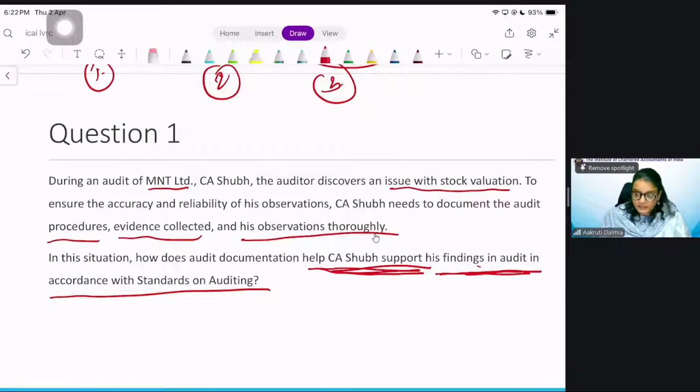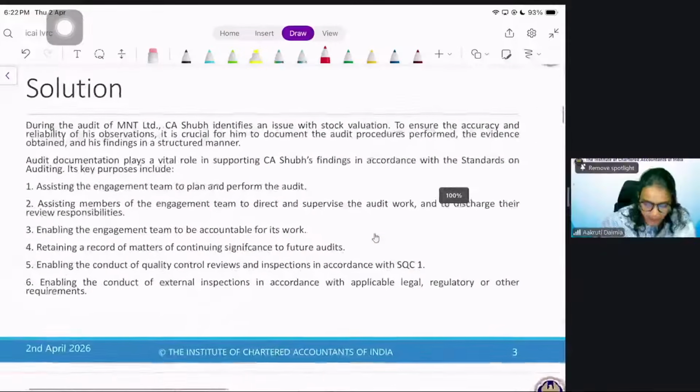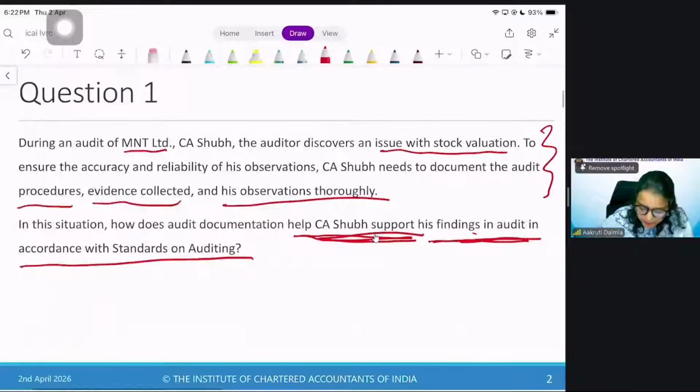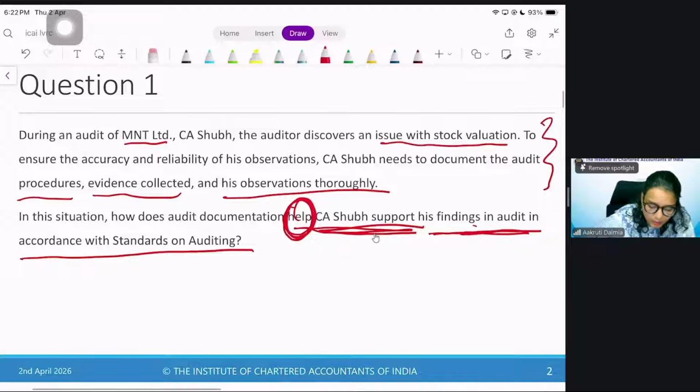The correct answer is purpose. Can you see? Which means ये सब distraction था. All this was distraction. How does audit documentation help? Audit documentation, this was the keyword.